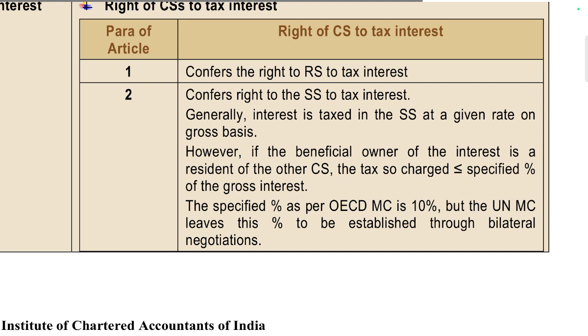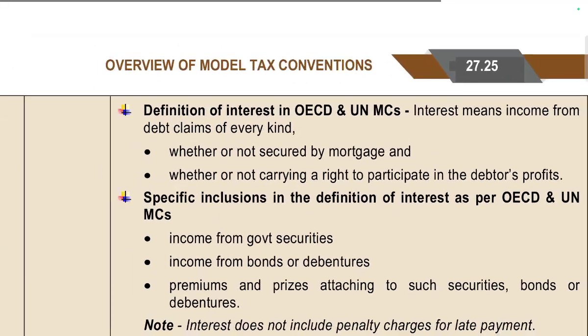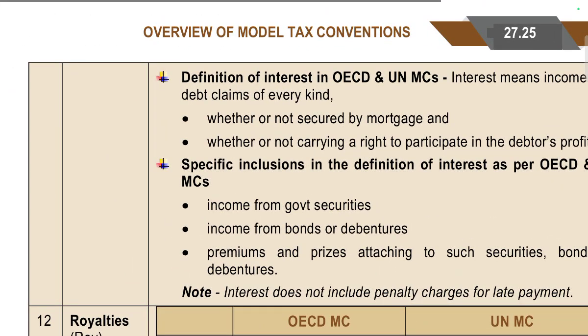However, where the beneficial owner of the interest is a resident of the other contracting state, the tax so charged should not exceed a specified percentage of the gross amount. The percentage in the OECD model is 10%, but the UN model leaves the percentage to be established through bilateral negotiation.